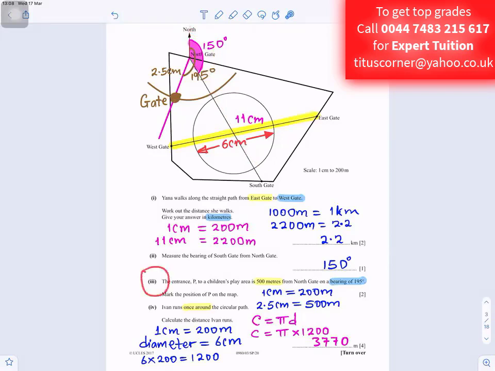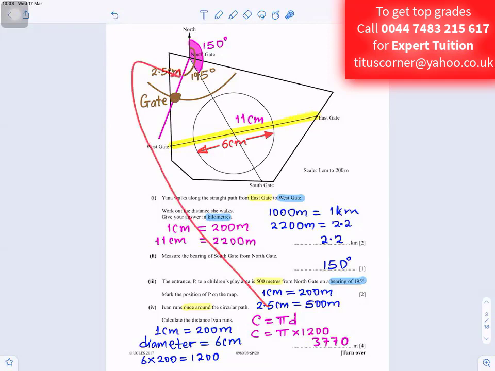Part 3, the entrance P to the children's play area is 500 meters from North Gate on a bearing of 195 degrees. Mark the position of P on the map. So we need to change 500 meters to centimeters. It says 200 meters is 1 centimeter. 500 would be 500 divided by 200, which would be 2.5 centimeters. So we want to draw 2.5 centimeters, which we will draw there.